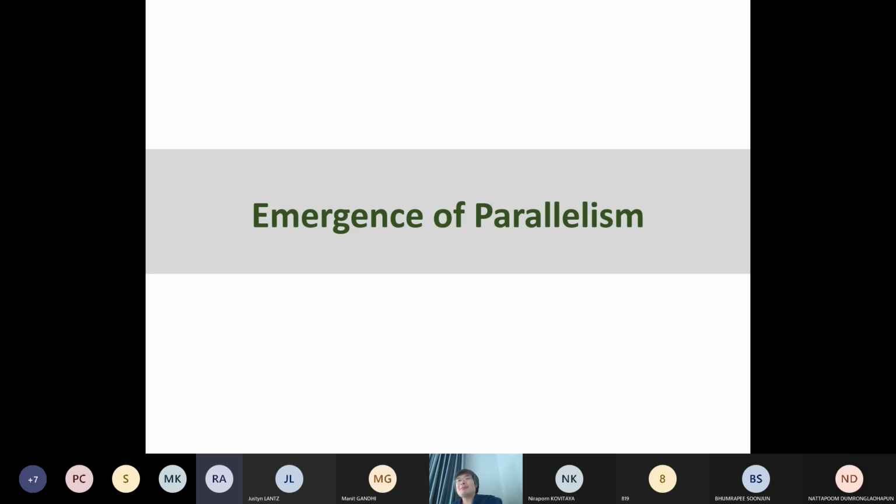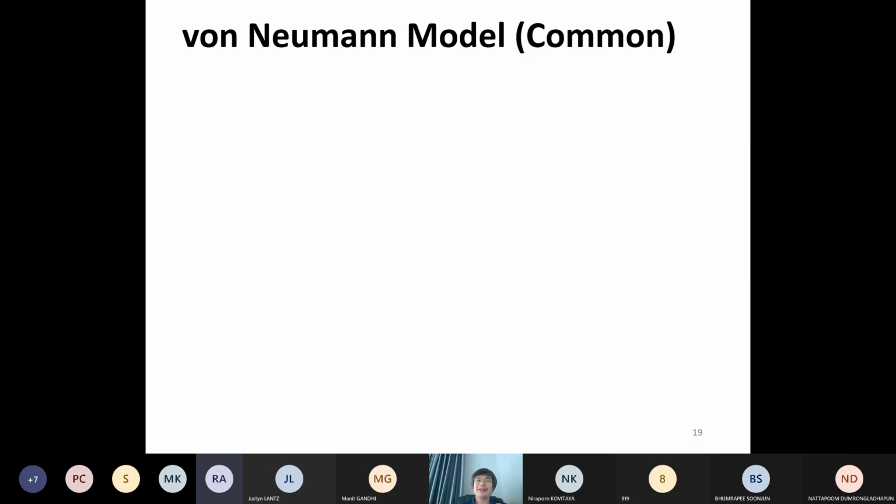With the emergence of multi-core, it also allows you to run things in parallel. If you look at the classic von Neumann model, remember the name von Neumann, right? The reason we call it that is because he kind of invented the stored-program computer. This is the most common way to actually run a program. Why?